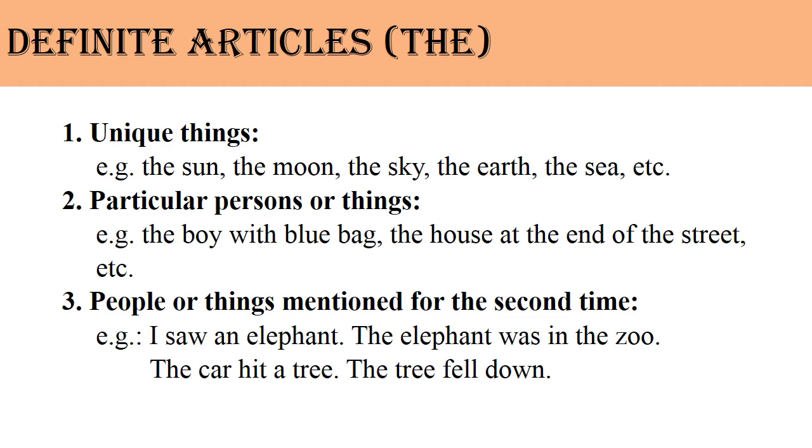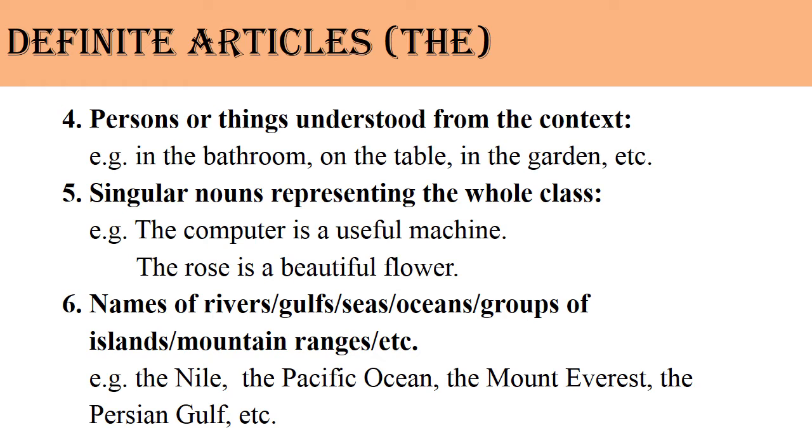They are also used with people or things mentioned for the second time. Examples: I saw an elephant. The elephant was in the zoo. The car hit a tree. The tree fell down. Definite articles are also used with persons or things understood from the context. Example, in the bathroom, on the table, in the garden, etc.